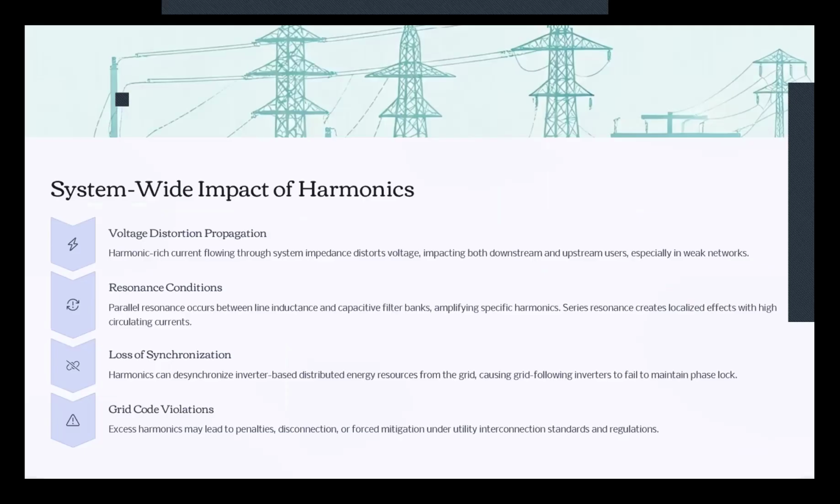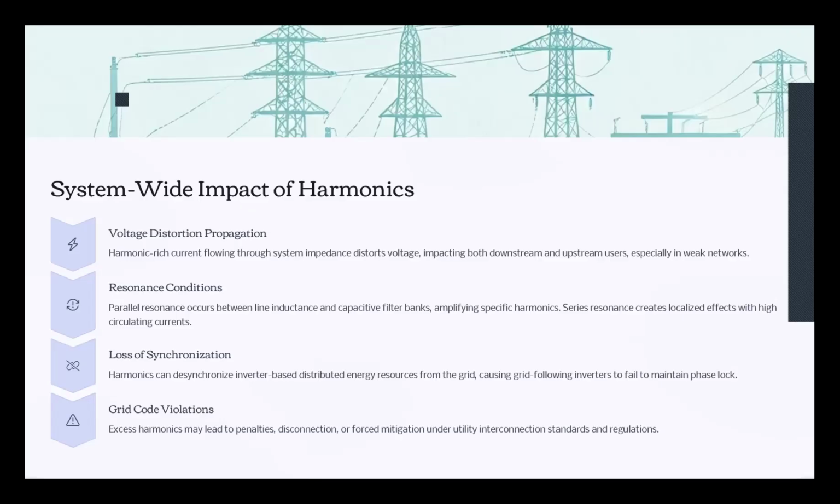Now, there are some system-wide impacts that harmonics can cause. For example, harmonic currents flowing through the power system impedance distort the voltage waveform, affecting both downstream and upstream users. So this means when we have a distorted current that travels through the network, it causes the voltage to become irregular. You can imagine this is Ohm's law, okay? So not only at the source, but also at all the points connected to that system, we would face that problem.